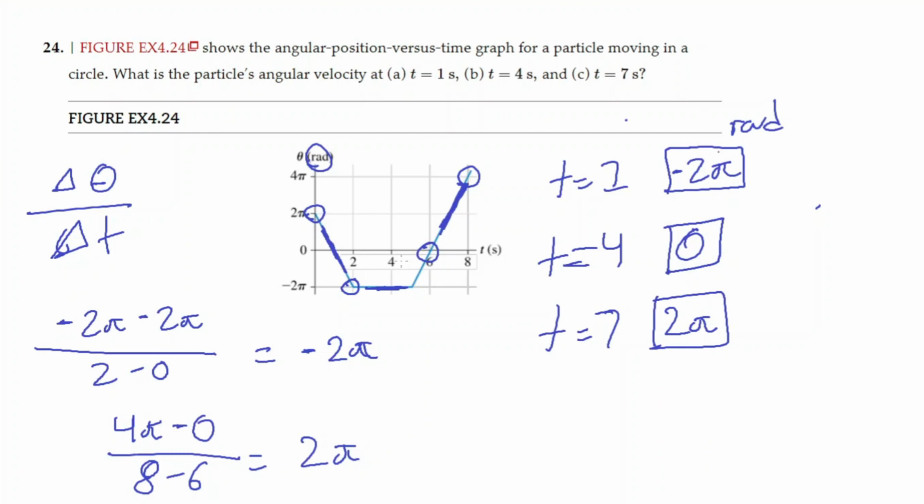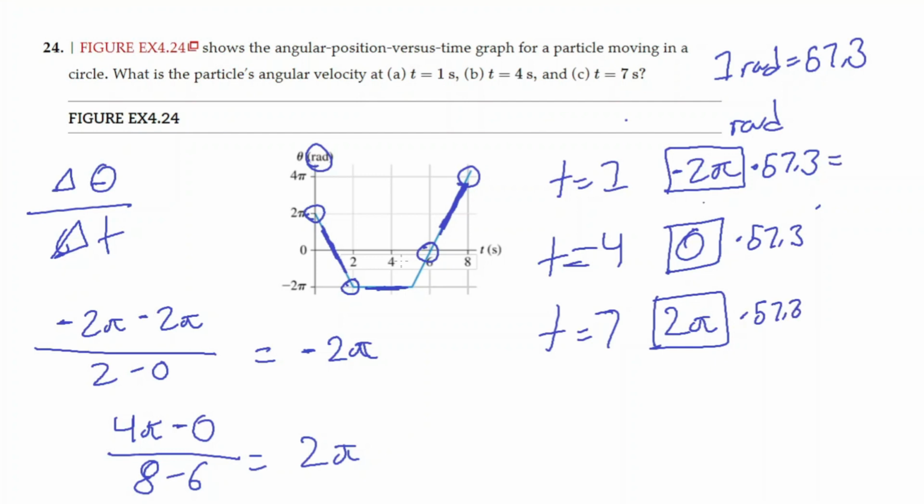Now we want to convert this into degrees. So 1 radian is equal to 57.3. So all we need to do is just multiply all these answers by 57.3, and we're going to get our final answers for angular velocity.